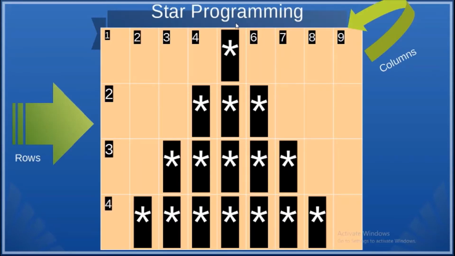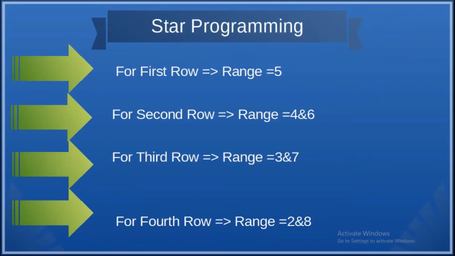In this session, we can see that star programming is divided into groups, that is rows and columns, and by the rows and columns we create the range. You can also see in this slide: for the first row, range 5; for the second row, range 4 and 6, and so on. We have created the range. So how can we implement this logic in our program? That is what we have to do.